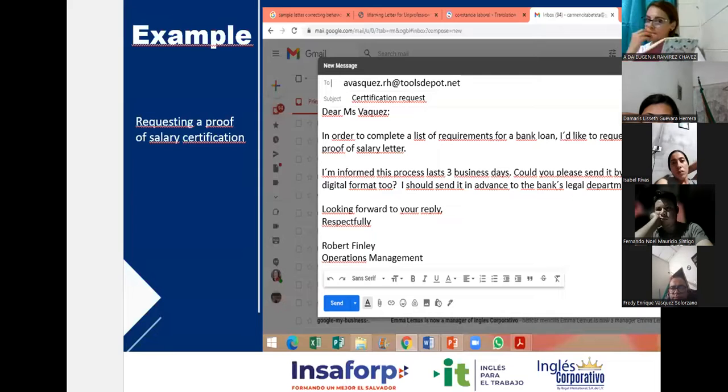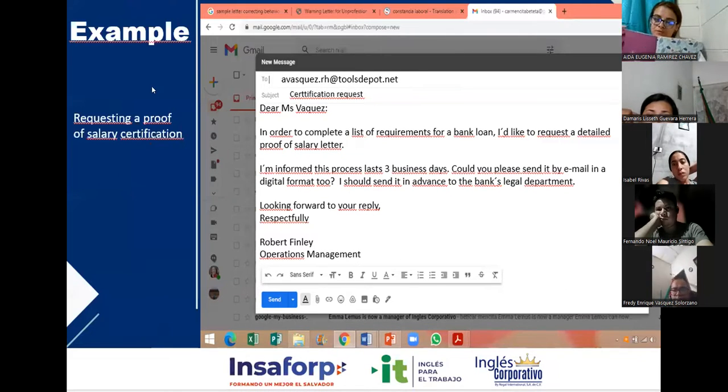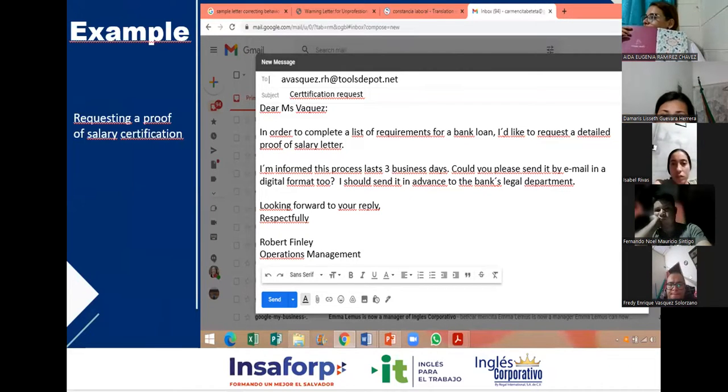Ok, esto es claro y sencillo. Digamos, este email, la razón es que estoy requesting a proof of salary certification. Estoy pidiendo que me den constancia de salario, ¿verdad? Constancia de ingresos de salario.